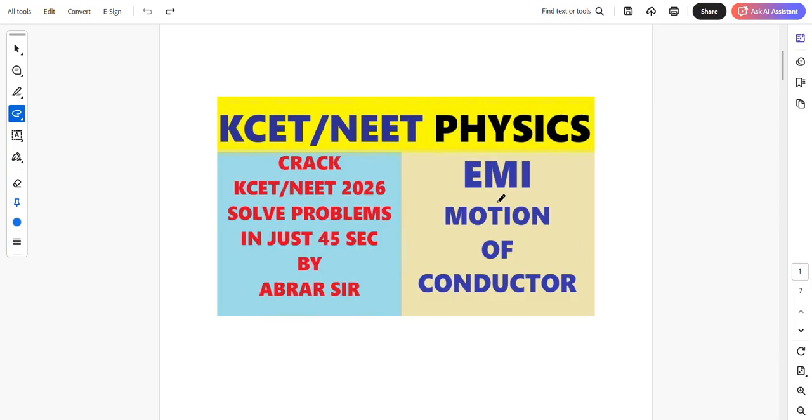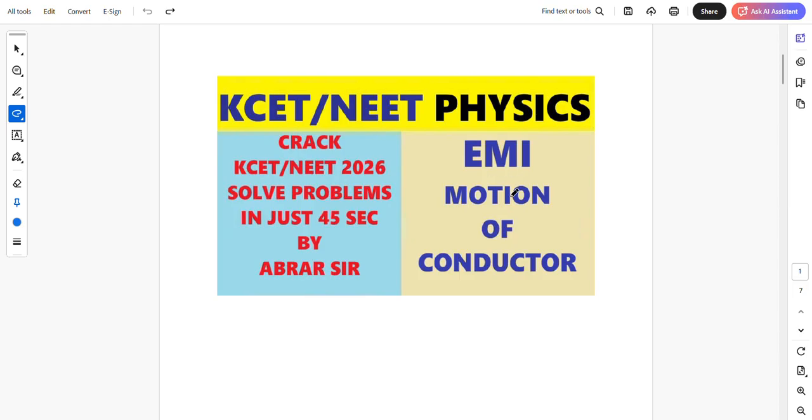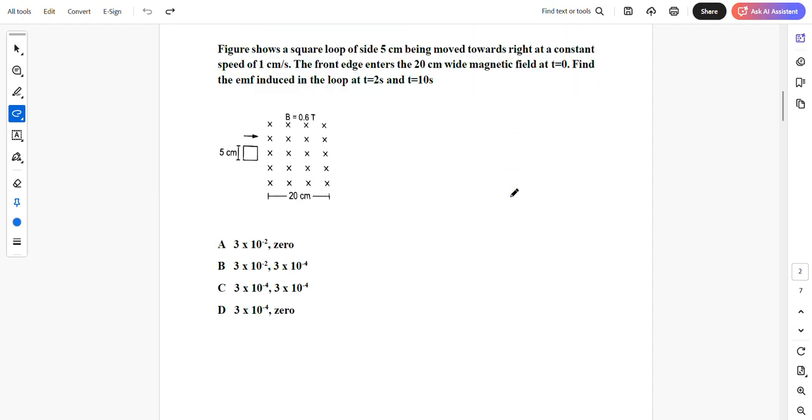Today we'll be seeing problems on the topic motion of conductor in magnetic field. This is in the chapter Electromagnetic Induction. We'll see the very first problem.